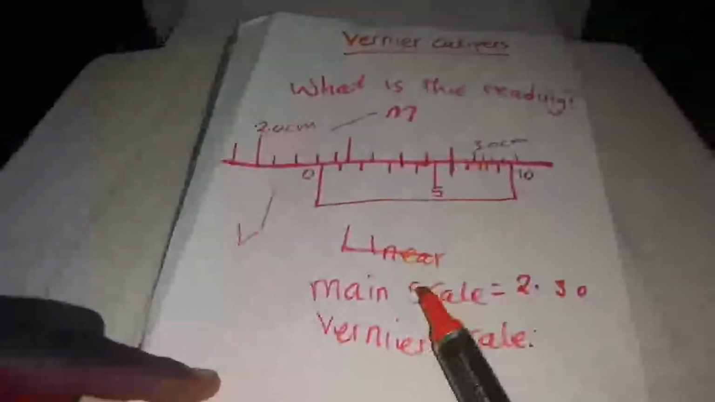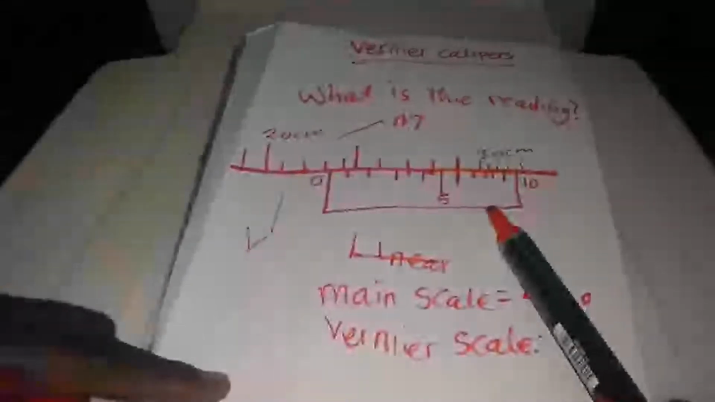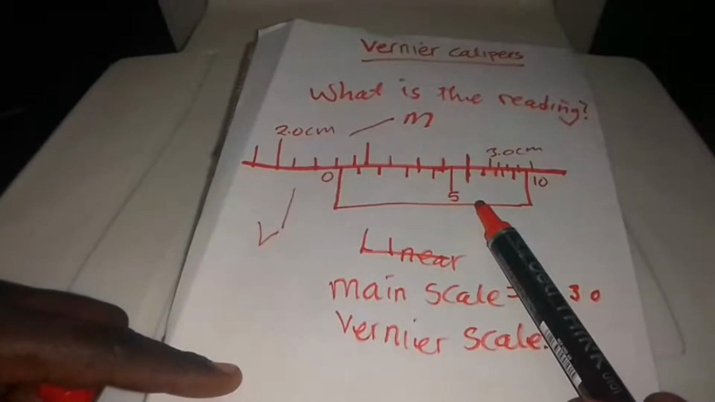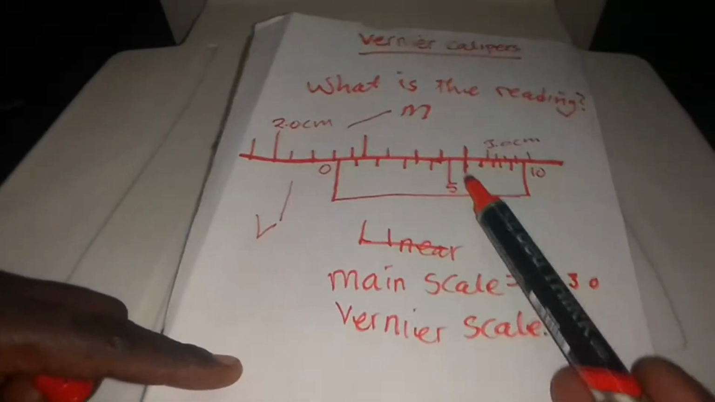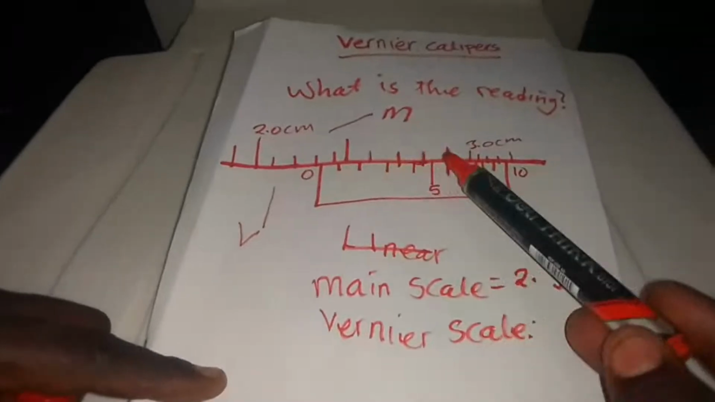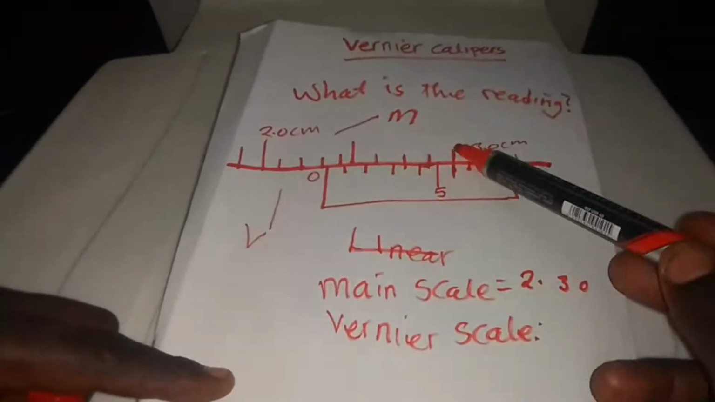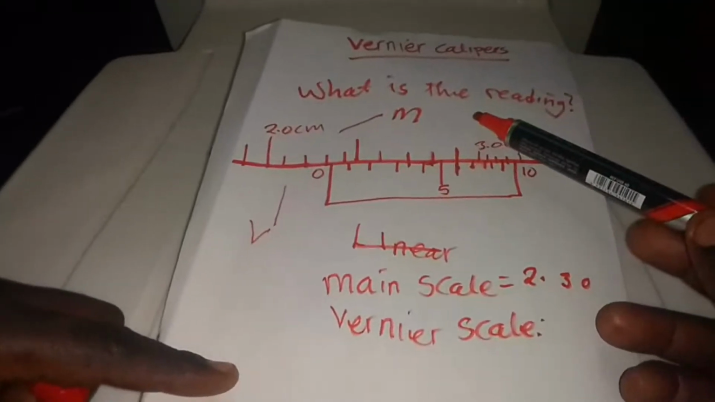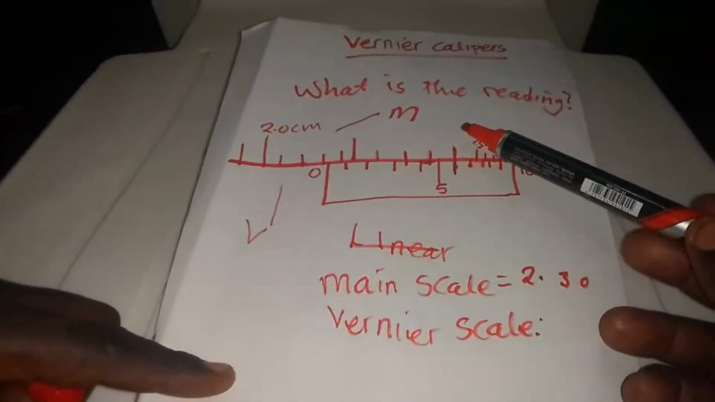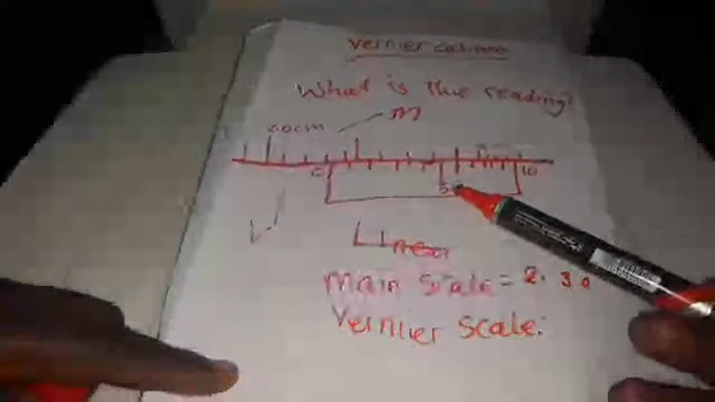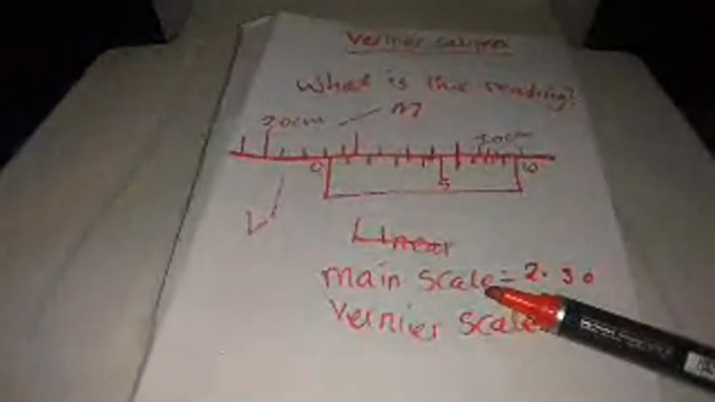On the Vernier scale, you just get the number that is crossing, or that is found, crossing like this one. Have you seen? It is found there on the main scale as well as on the Vernier scale. So now, how do you get that number? The key is on the Vernier scale: you multiply with 0.01. That is the minimum number, 0.01.